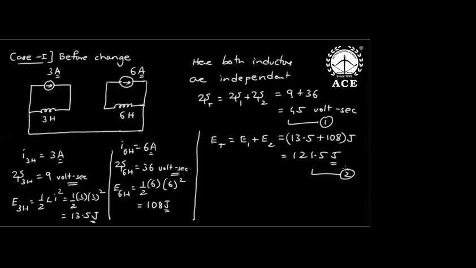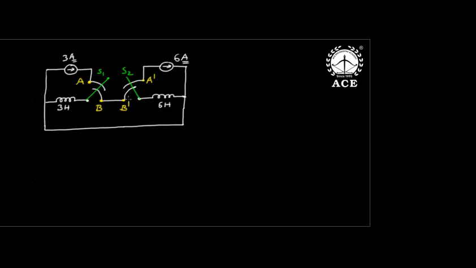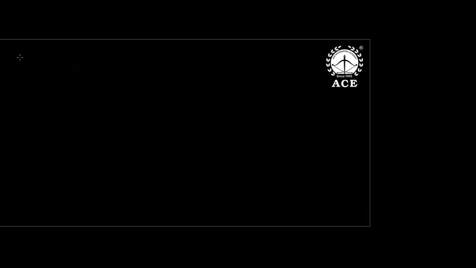Now what he said: both switches are moved to position B and B dash. That means now the sources are isolated, but the inductors come in series. Now after the change, case 2. Very interesting, sir. Case 2. This is after the change.